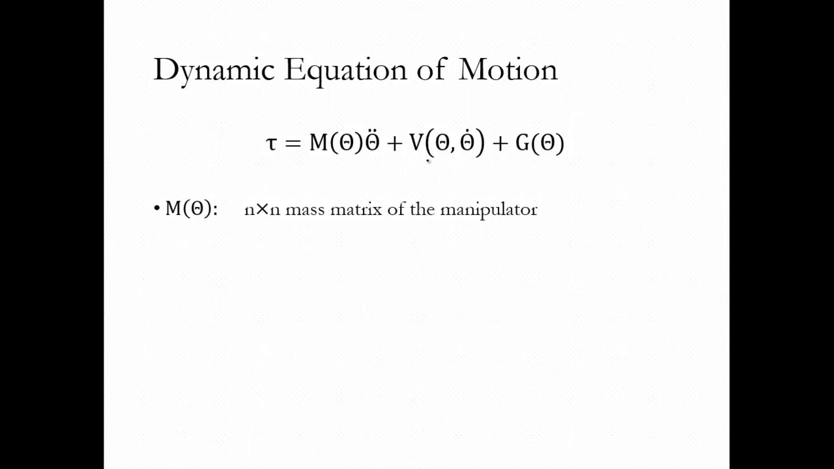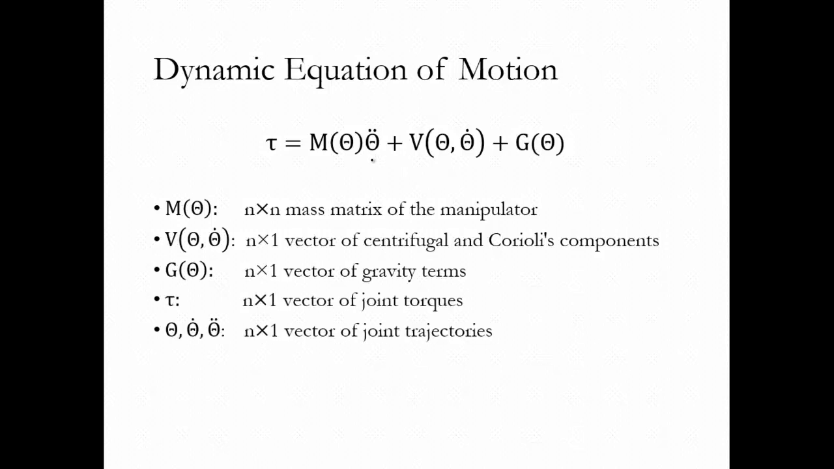So these are functions of these states, which is why this is called a state space equation, or simply a structured dynamic equation of motion, where tau represents the torque vector, tau 1, tau 2, tau 3, as per the number of links or actuators. Theta double dot is the vector of joint accelerations, theta dot is the vector of joint velocities, theta is the vector of joint positions, and capital M includes the mass matrix of the manipulator, and V represents the vector of centrifugal and Coriolis components.